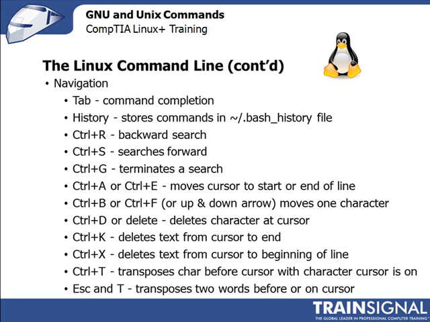Ctrl+D, or hitting the delete key, deletes the character the cursor is on, and backspace deletes the character to the left of the cursor. Ctrl+K deletes all text from the cursor to the end of the line, and Ctrl+X, and then backspace, deletes all text from the cursor to the beginning of the line. Ctrl+T transposes the character before the cursor with the character that the cursor is on. And finally, Escape, and then T, transposes the two words immediately before or on the cursor.